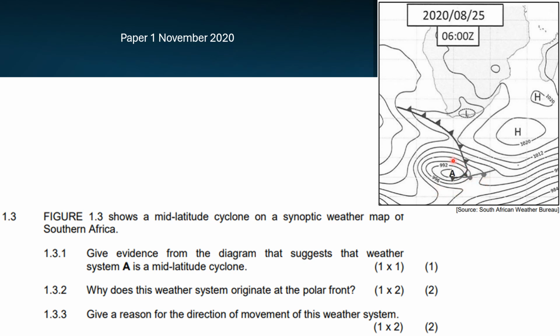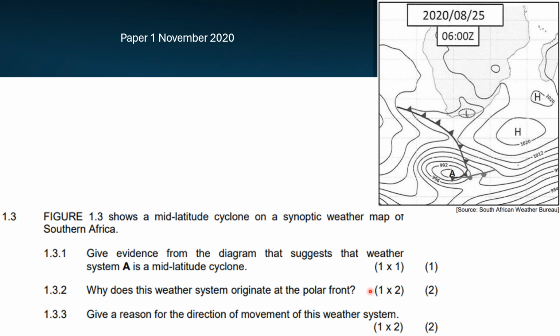There is a well-developed low pressure. Even though the L is not shown, the pressure is well below 1,000 hectopascal. And in this case, you will notice you can, in actual fact, also speak about the fact that an occluded front has occurred. 1.3.2, why does this weather system originate at the polar front?